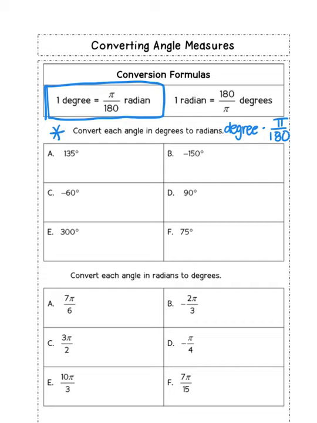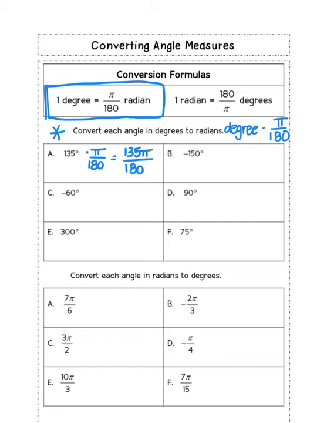So for the first example A, I have 135 degrees. I'm going to take 135 degrees and multiply that by pi over 180. Now, I'm going to simplify this. So that's going to be 135 pi over 180.